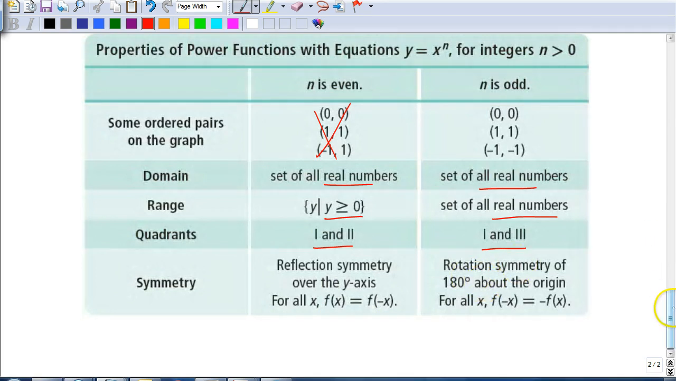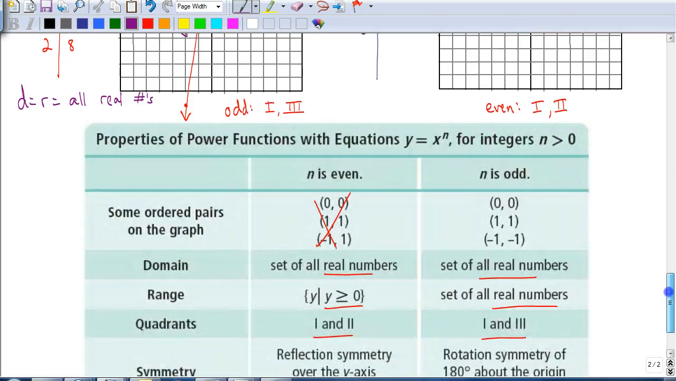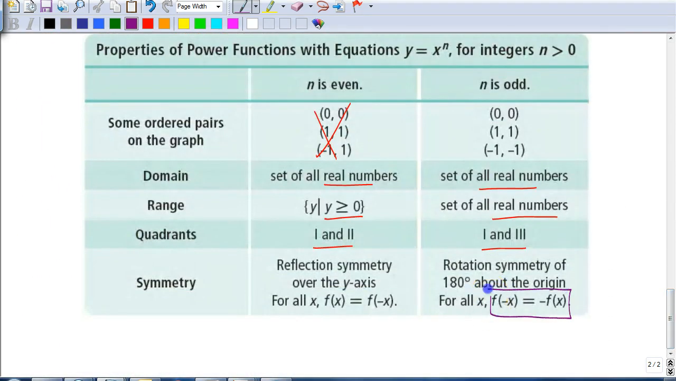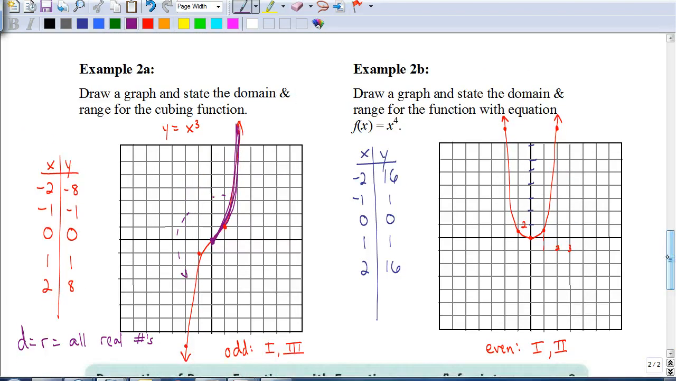And with an odd power function, the symmetry there is a rotation symmetry, 180 degrees about the origin, meaning if I were to take this graph, let's say if I just focused on this part here, and if I were to rotate that 180 degrees, it would line up with the other half there. So that's where we get the rotational symmetry for an odd power function. And you can describe that like this, which again, we're not going to emphasize too much. The important part is what I underlined in red here, knowing about the domain and range and what quadrants the graphs are going to be in.